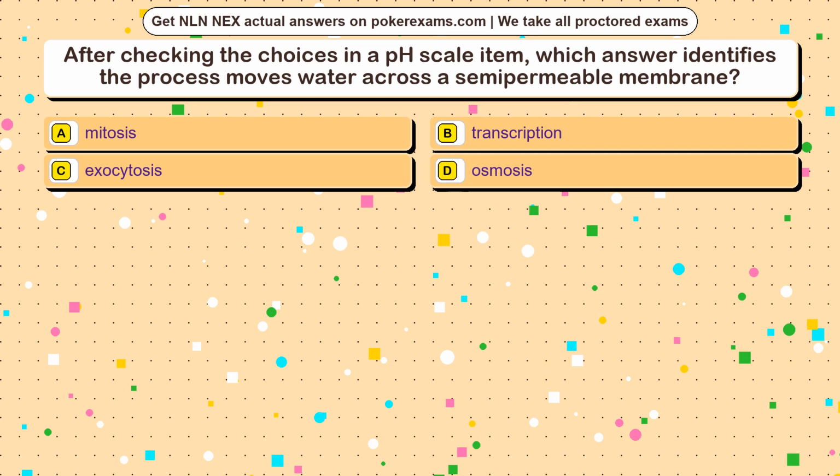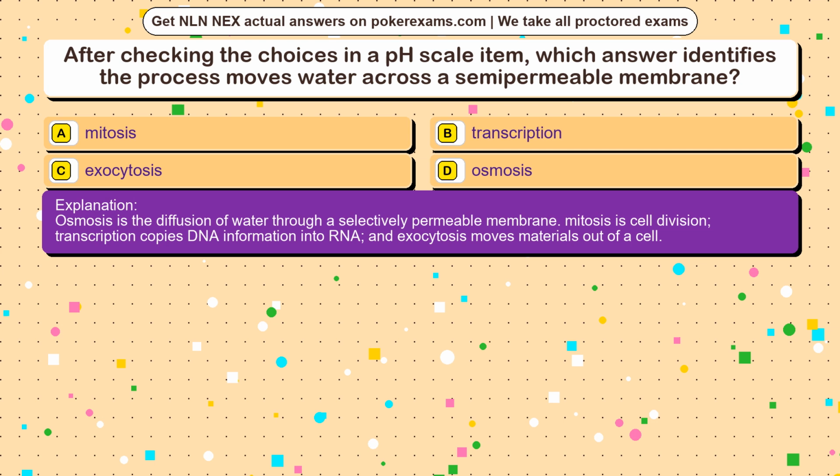The correct answer is option D. Osmosis is the diffusion of water through a selectively permeable membrane. Mitosis is cell division, transcription copies DNA information into RNA, and exocytosis moves materials out of a cell.